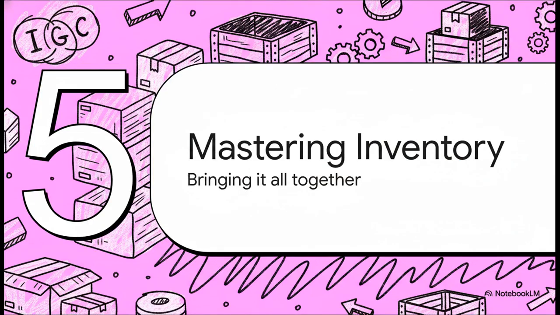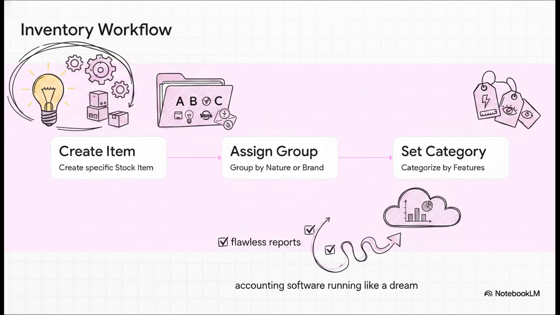And finally, Part 5, Mastering Your Inventory. Now that we've got the theory and terminology down, let's see how this all builds together into a workflow you can actually use when you sit down at your keyboard. Step 1. Create the specific stock item. Remember, this is the actual physical good you trade in, like that specific LED bulb. Gotta do this before any invoice is raised. Step 2. Group it by its nature or brand. Pop that item right under bulbs. Step 3. Categorize it by its specific features. Tag it as 6 watts.